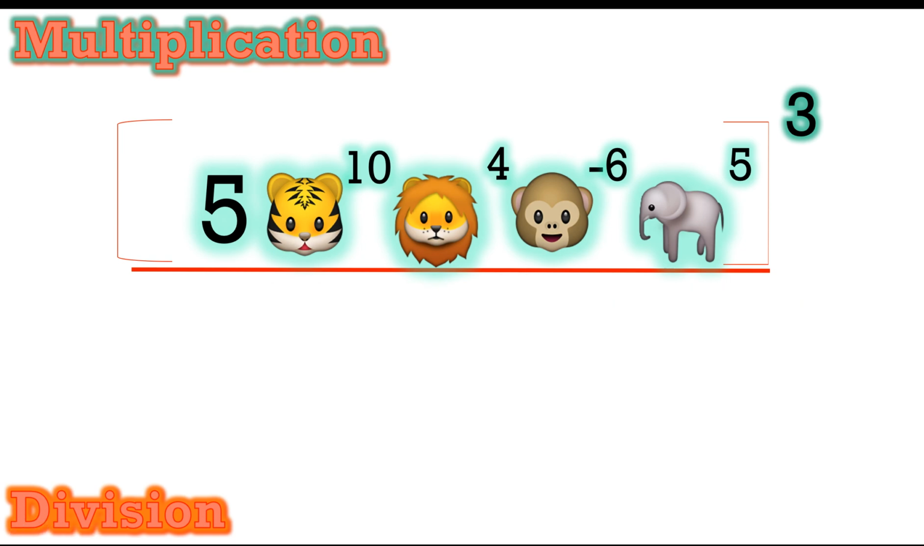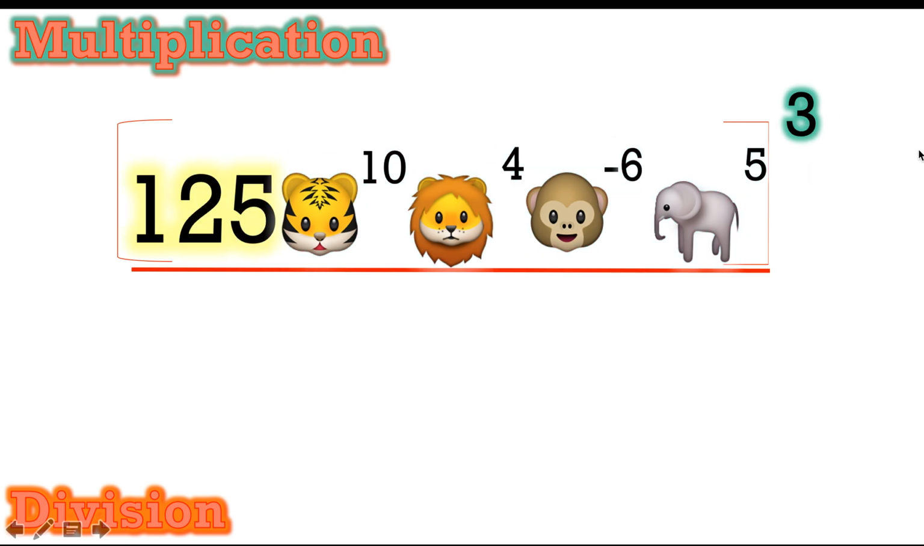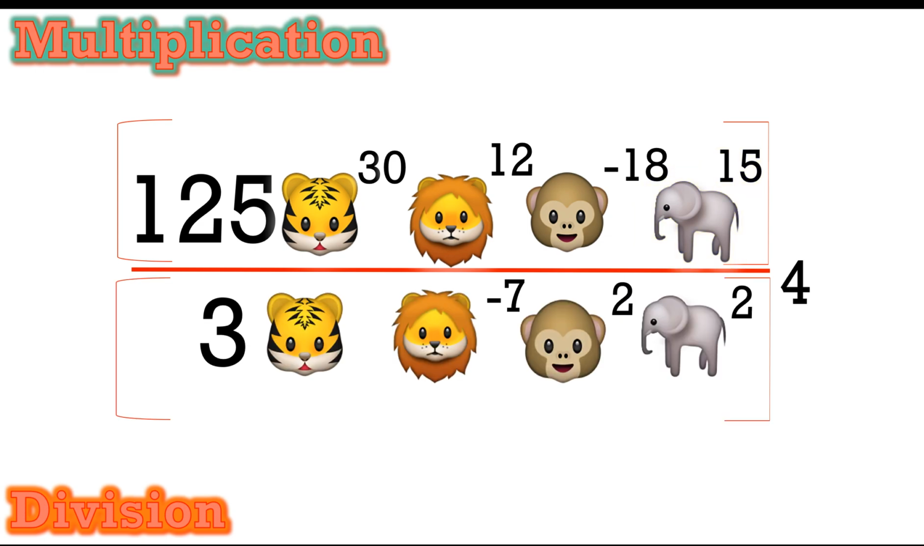So let's just apply this 3 to the top of the fraction first. So we're going to have 5 to the third power, that's 125. And then for the animals, we're going to apply our exponent rules, which tells us to multiply. So 10 times 3, 4 times 3, negative 6 times 3, and 5 times 3. We're going to get 125, 30, 12, negative 18, and 15. And now the exponent has been applied, it disappears.